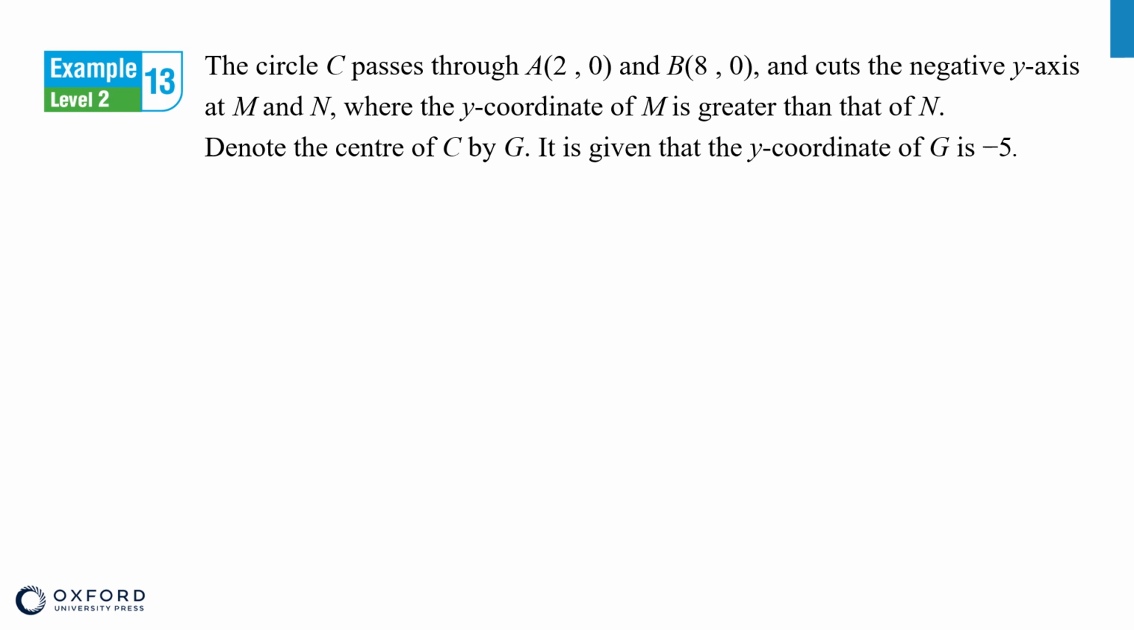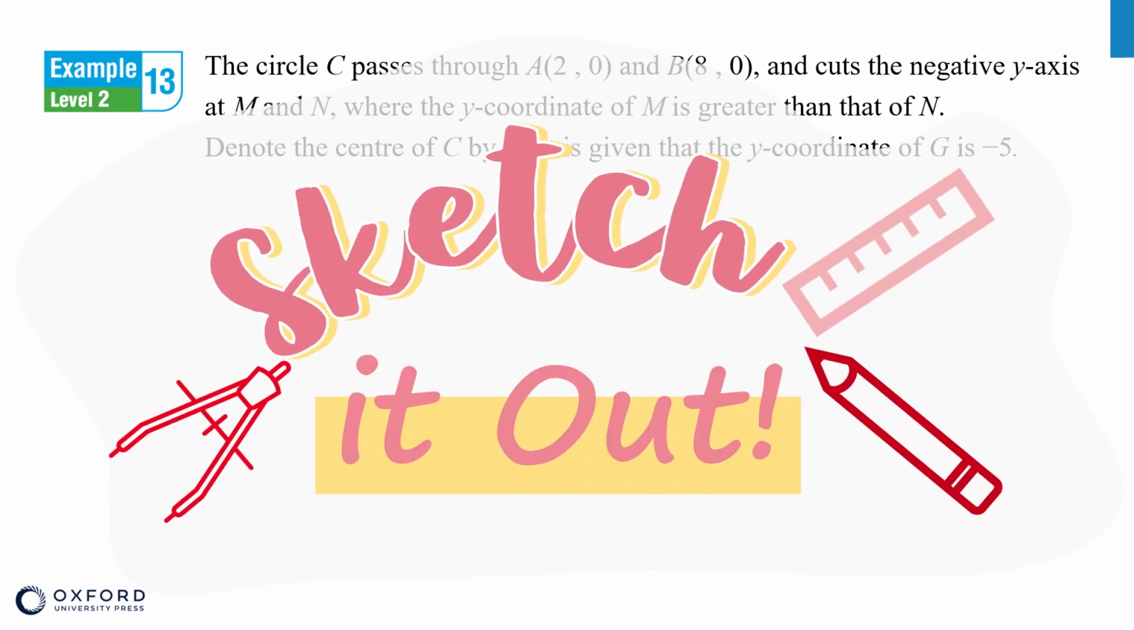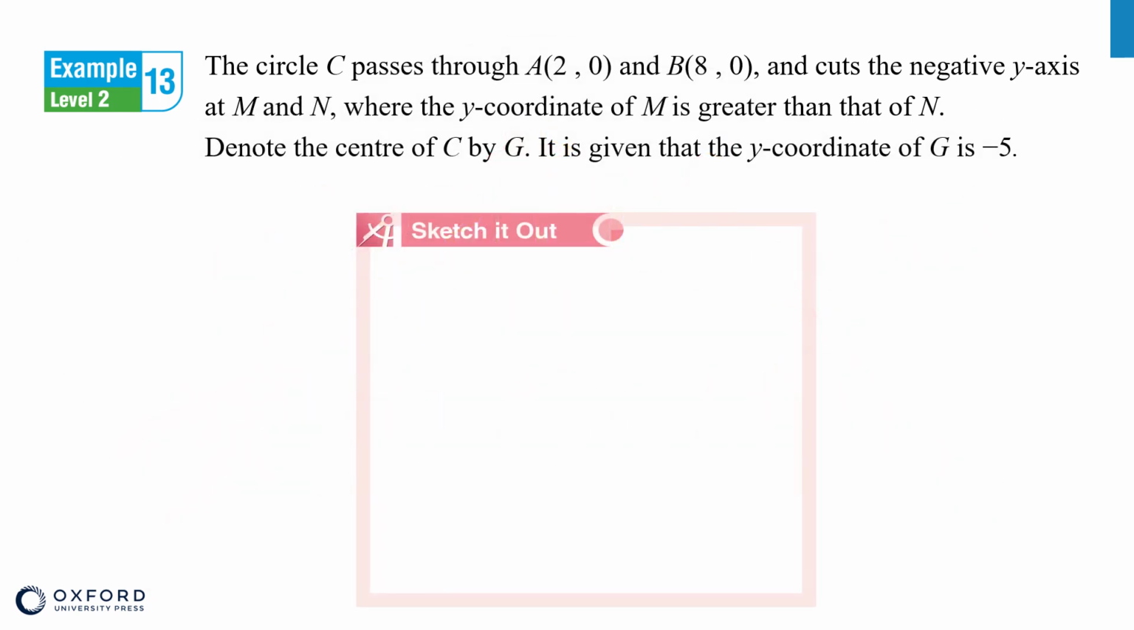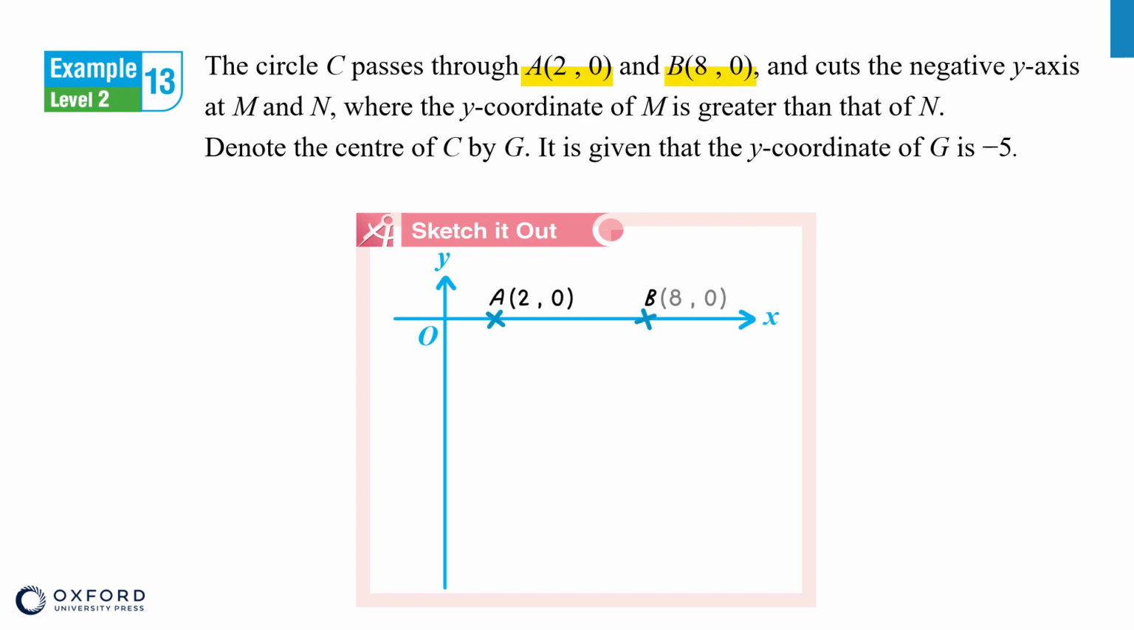In this video, we are going to solve a problem involving a circle and the locus of a straight line. We are given some information about a circle. To visualize the given problem, let's sketch it out. Mark the approximate positions of A (2, 0) and B (8, 0), which circle C passes through.